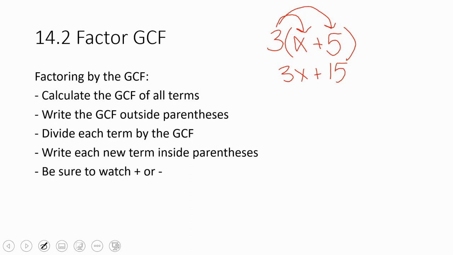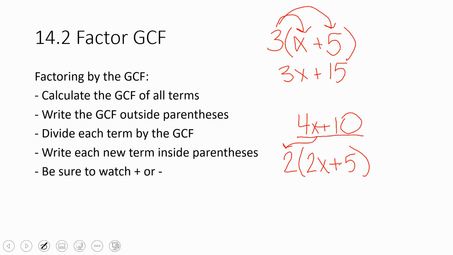Similarly, if you had something like 4x plus 10, the GCF of that would be 2. So we could divide each of those terms by 2. Okay, it's basically just the opposite of the distributive property. You're going to take the GCF and divide both terms by that. So we divided this by 2 and this by 2. So you have 2x and 5. Okay, so you'll divide each term by the GCF, write each new term inside the parentheses, and make sure you watch your positives and negatives.